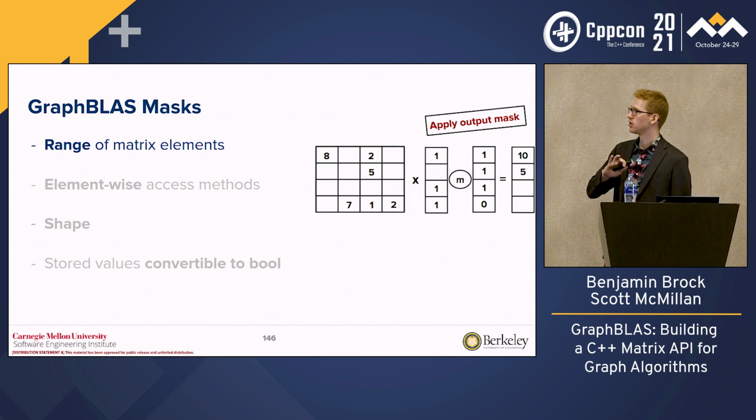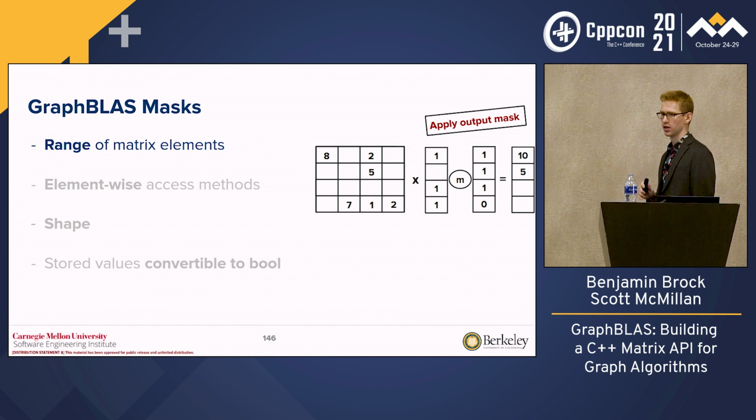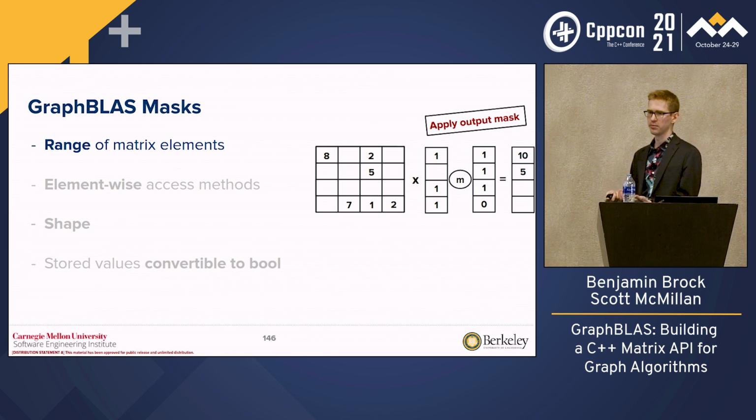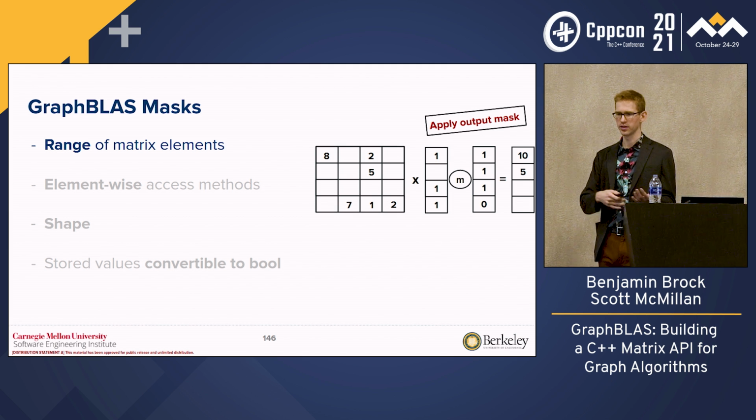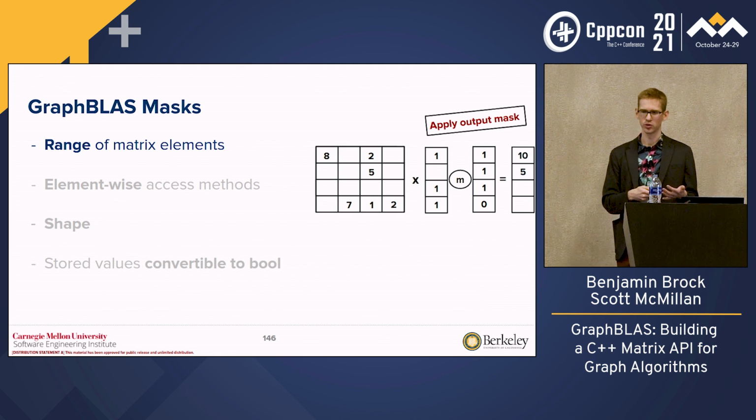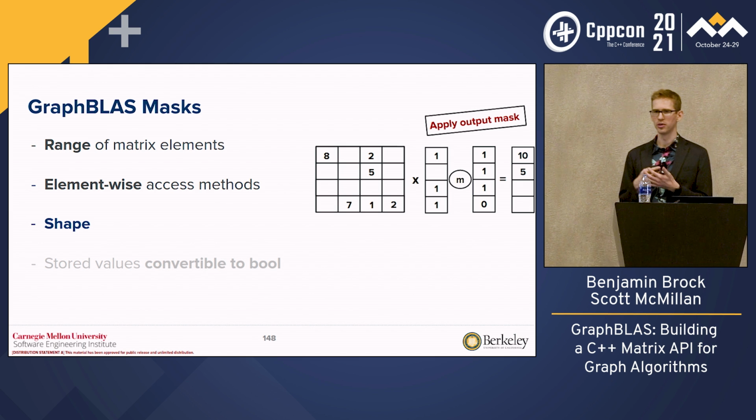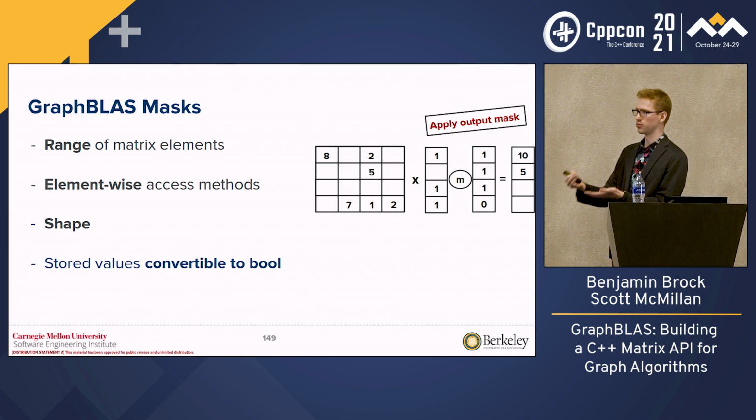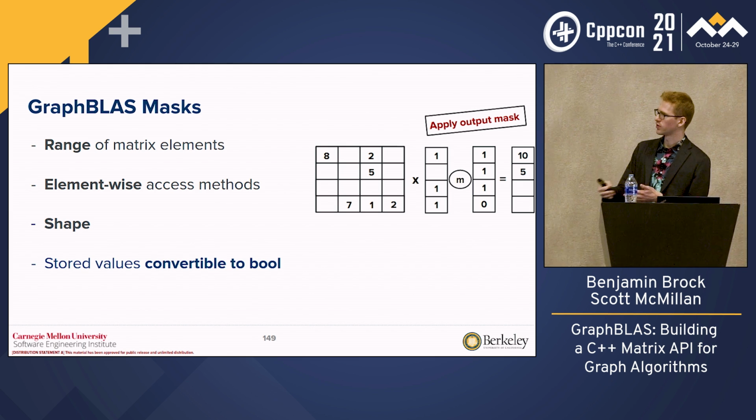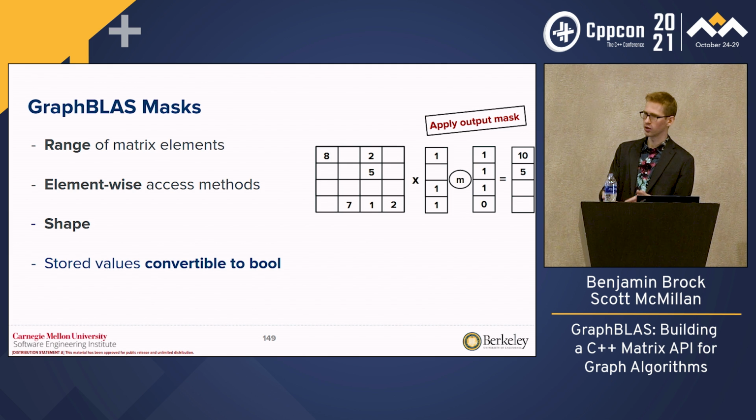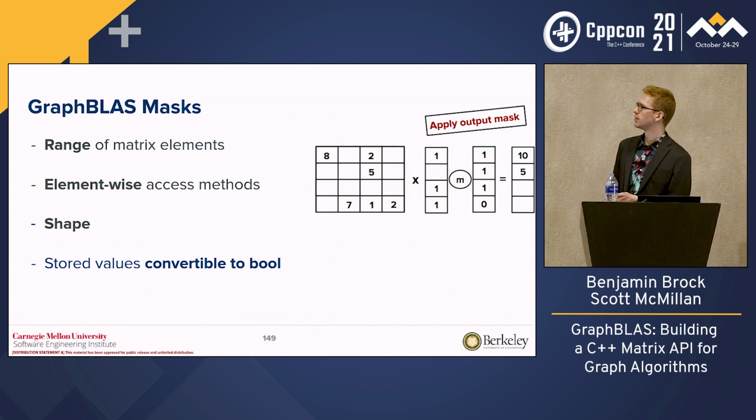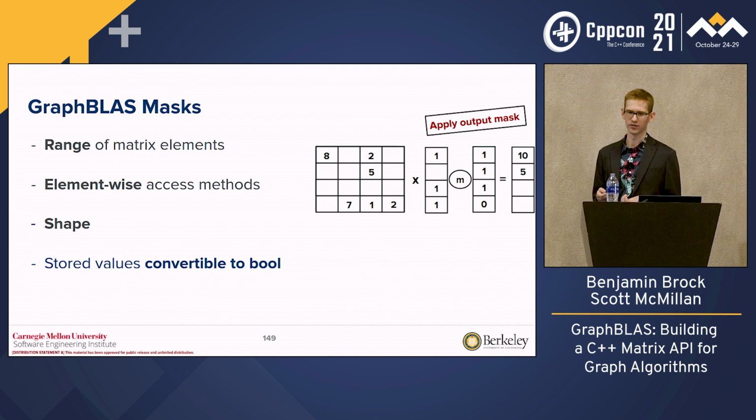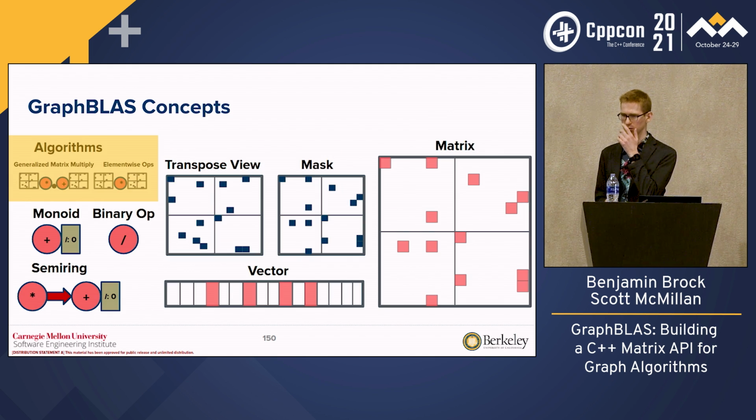Masks are a specific interpretation of a matrix. A mask is a range of matrix elements that have element-wise access methods, just like matrices do. They have a shape, but they also have the stored values convertible to bool. And if there's a stored value located in a location and it converts to true, that means that the value is not masked out. And that's an important primitive in the graph algorithms that we can implement with views.